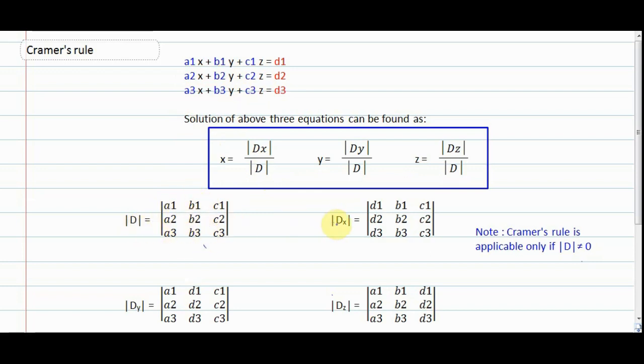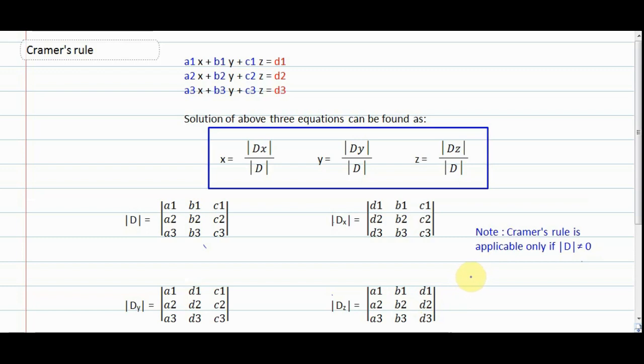Now dx is obtained by replacing column 1 with d1, d2 and d3. So here in matrix D, the first column has elements a1, a2 and a3. That is replaced with d1, d2 and d3 in dx. Now dy is obtained by replacing the second column with d1, d2 and d3, and dz is obtained by replacing the third column with d1, d2 and d3.